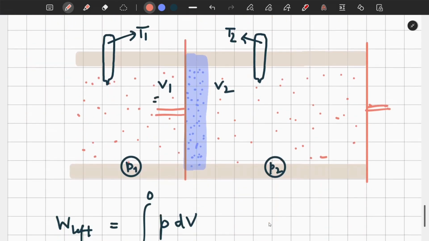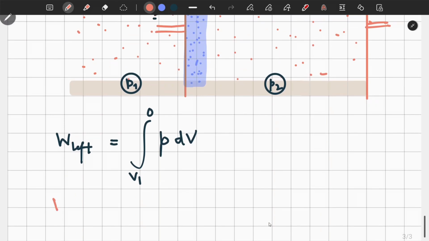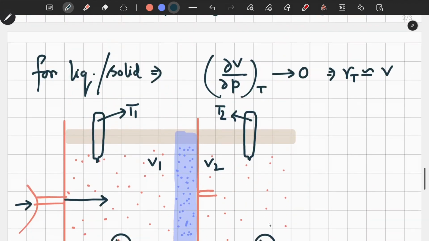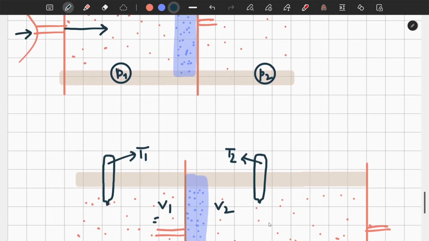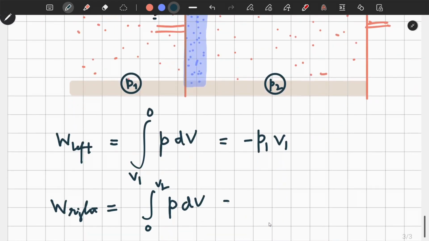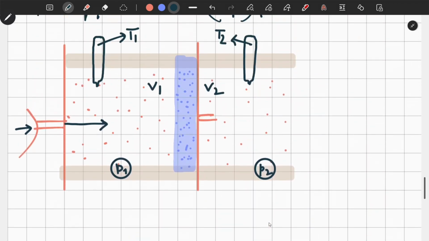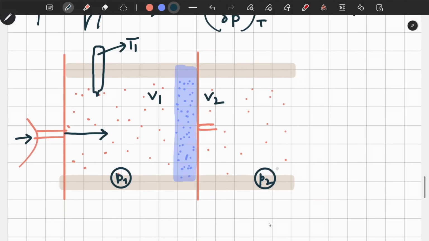So the right will be the same, but it is 0 to V2. So it will be minus P1 V1. Why? Because here the pressure was P1. And it will be P2 V2, because now the pressure is P2 here.